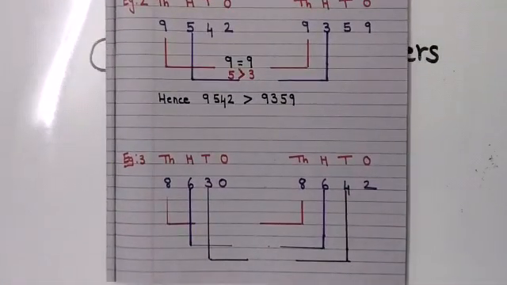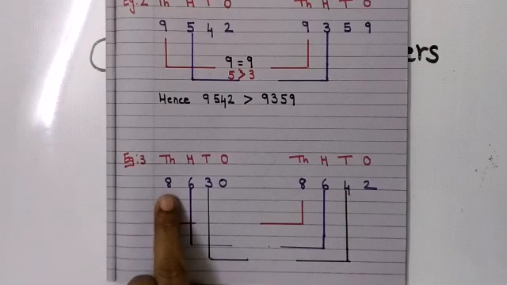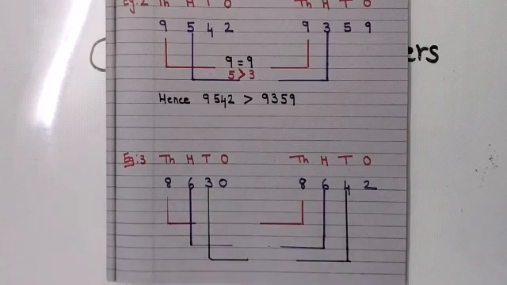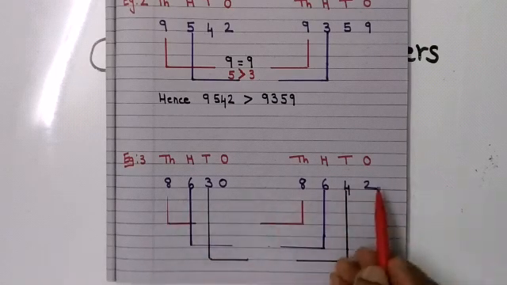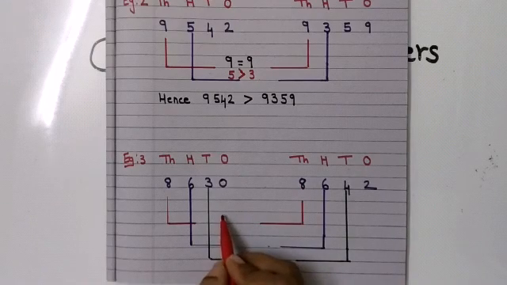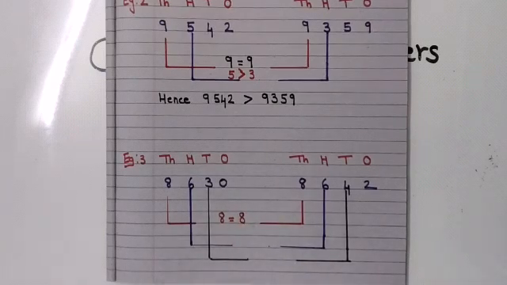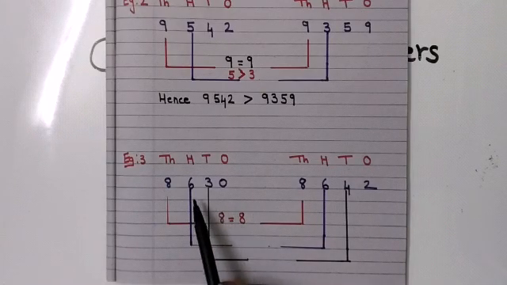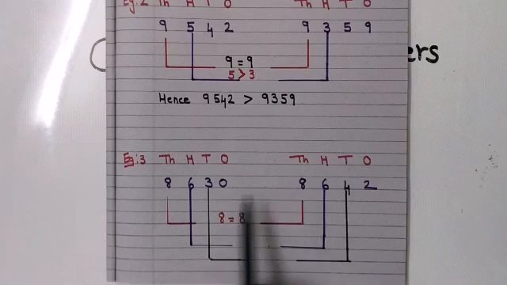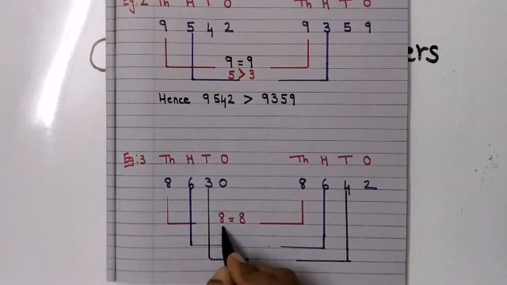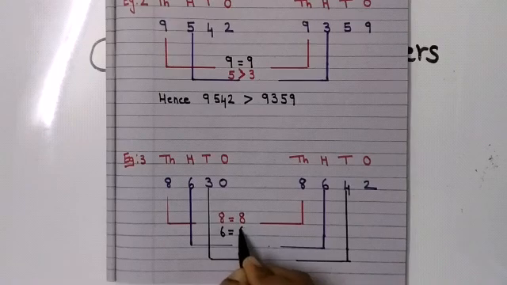The third example. Now children, look here very carefully. Again, first we compare the highest digit, that is the thousands place. Now here we have 8 in the thousands place, and here also we have 8 in the thousands place. So what should I write? 8 is equal to 8. Right? Now come to my hundreds place. 6 and 6. So this is also equal. The hundreds place is also equal.